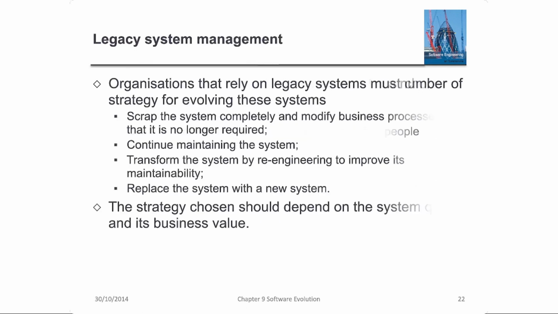Now let's move on to how we manage these legacy systems. In managing legacy systems, organizations must carefully consider their strategy for evolution. They can opt to discontinue the system and alter their business processes accordingly, maintain the current system with ongoing support, or re-engineer the system to enhance its maintainability. And the last resort is to replace the system entirely with a new one.